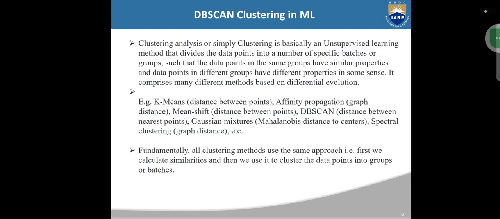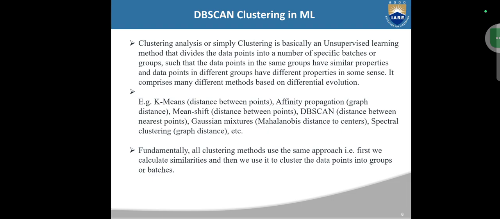DBSCAN and clustering in machine learning. Clustering analysis, or simply clustering, is basically an unsupervised learning method that divides the data points into a number of specific batches or groups, such that the data points in the same group have similar properties and data points in different groups have different properties in some sense.